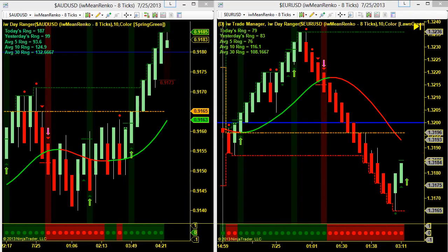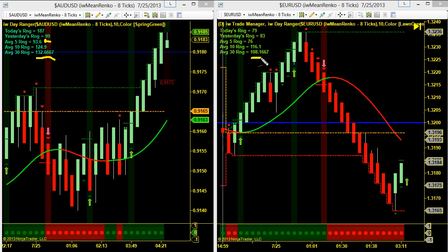Here are those two pairs again, the Aussie on the left and the euro on the right, and by comparing the 30-day range to the 5-day range, we can see that recently the pair has been progressively getting tighter. This could be because of the summer, or a slow news time period, but we can see that this pair has progressed from 132 pips of average daily range across the 30-day period to the recent period of only 93.6.